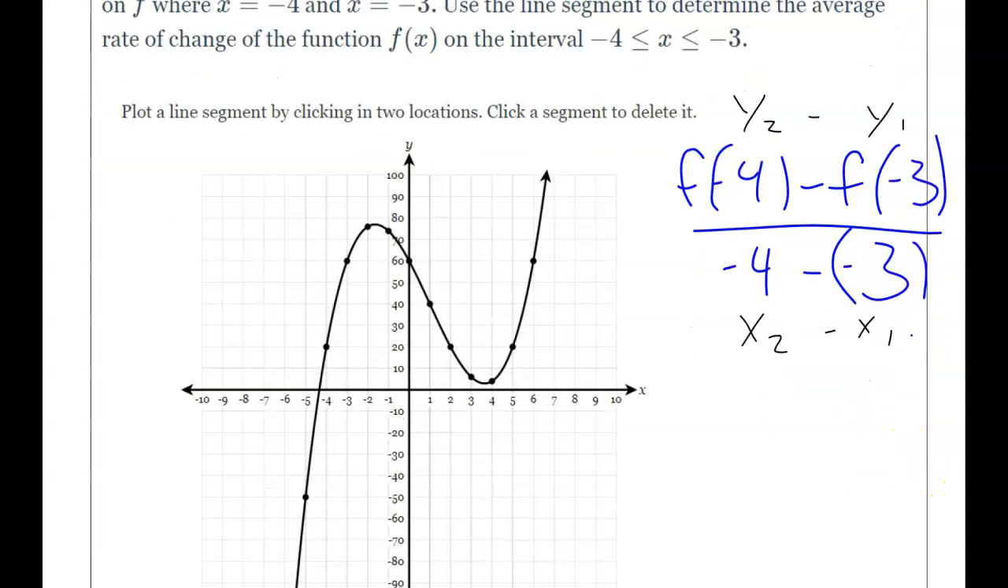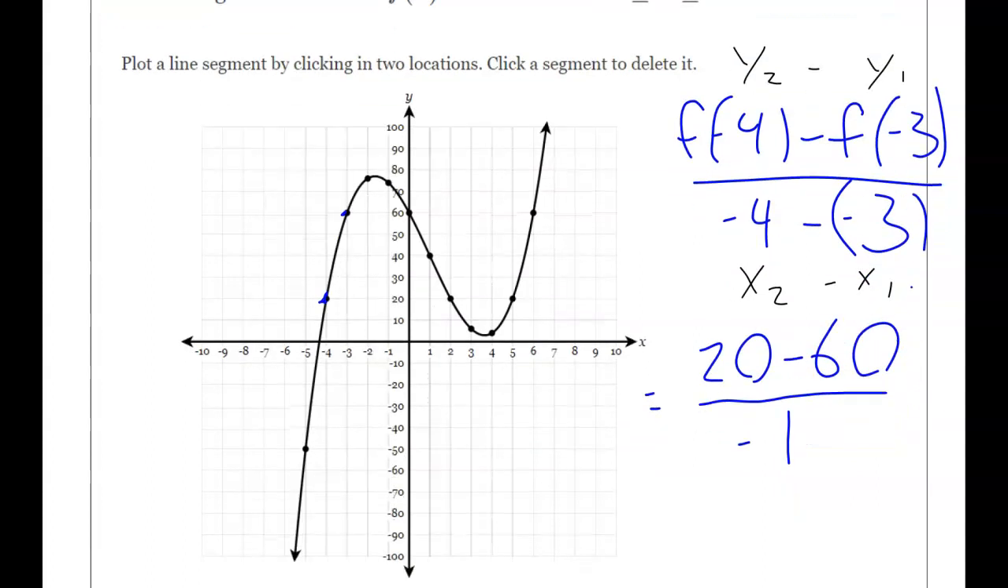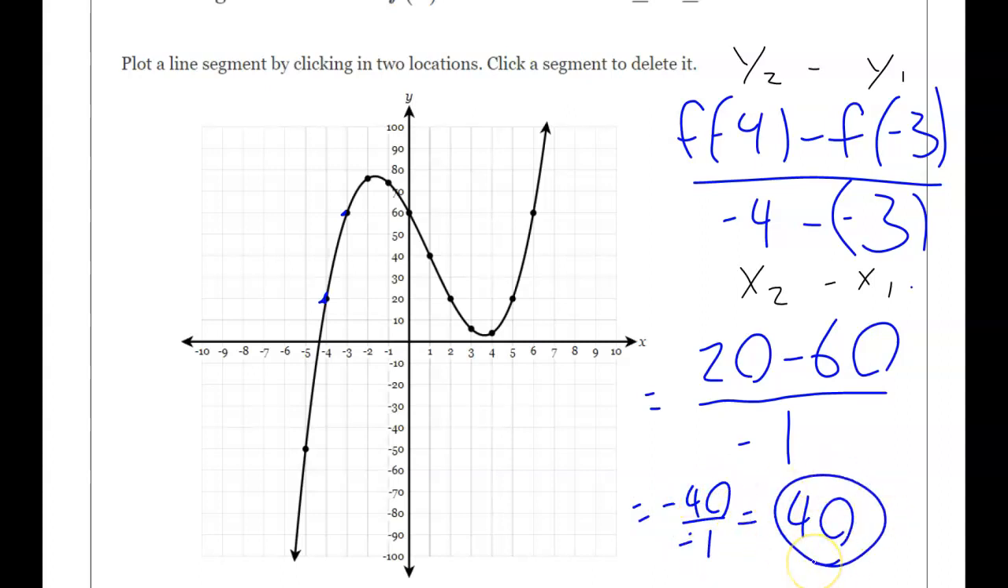And then we know on the bottom -4 minus -3 would be a -1. On top, well, we need the graph to figure out what's happening on top. So -4 is here, -3 is here. F of -4 is 20, the y value there, minus 60, the y value at -3. 20 minus 60 is -40 over -1 equals 40. So that's my average rate of change between -4 and -3.